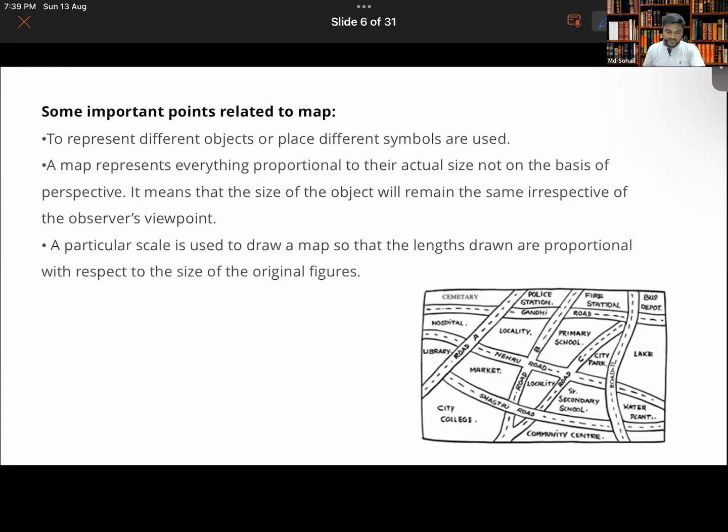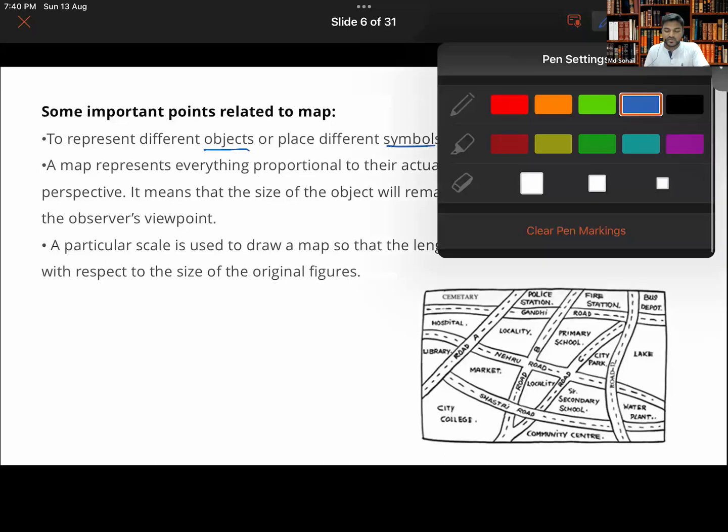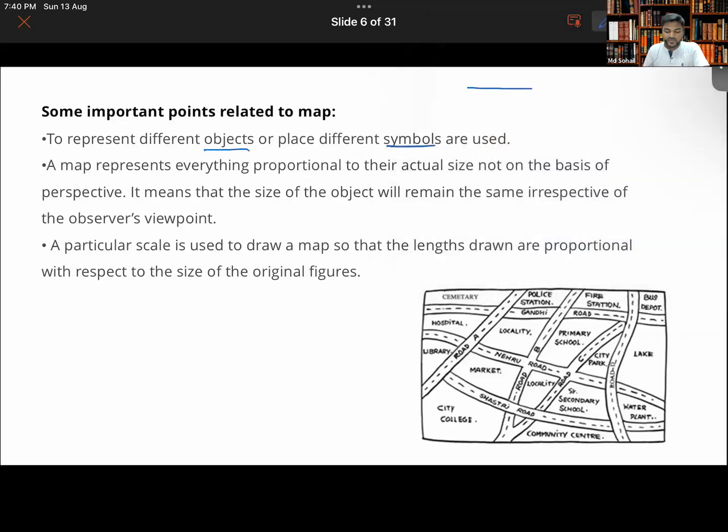Some important points related to maps, right? A map is basically a 2D representation. Nowadays, we have 3D representations of maps as well. In 2D maps, you see different objects or places. To represent them, different symbols are used. For example, to represent a road, a symbol like this is used. Straight lines are used to represent roads, railways, rail lines basically, or water canals or rivers. So this type of symbol will be used.